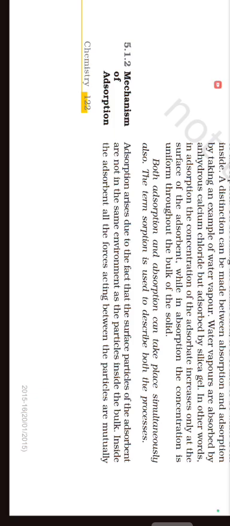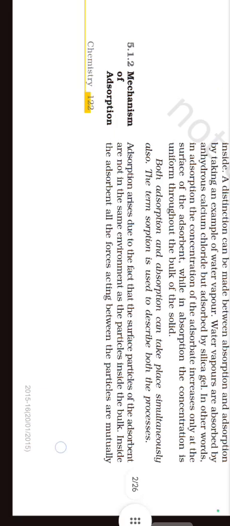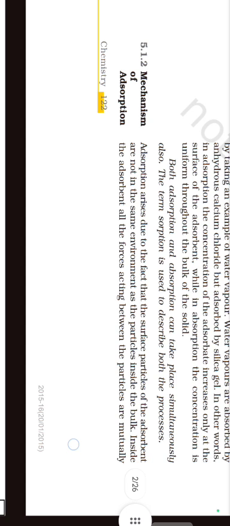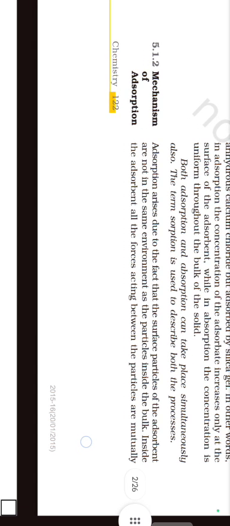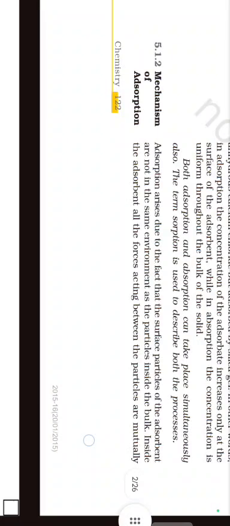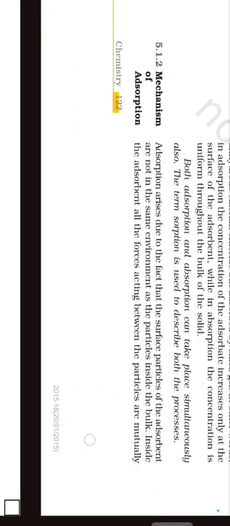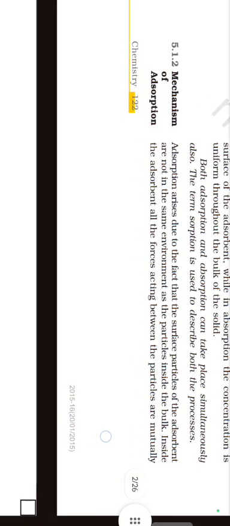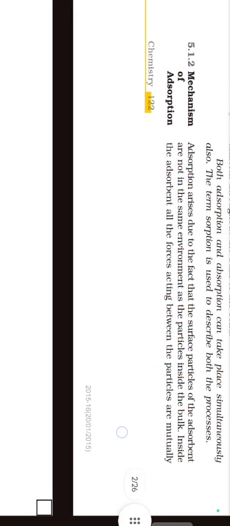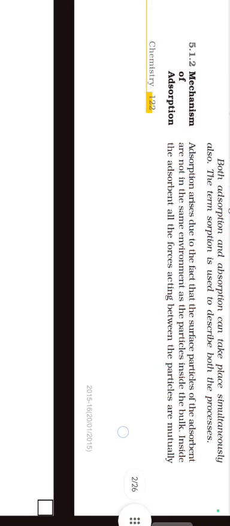Water vapors are absorbed by anhydrous calcium chloride but adsorbed by silica gel. In other words, in adsorption, the concentration of the adsorbate increases only at the surface of the adsorbent, while in absorption, the concentration is uniform throughout the bulk of the solid. Both adsorption and absorption can take place simultaneously also. The term sorption is used to describe both the processes.